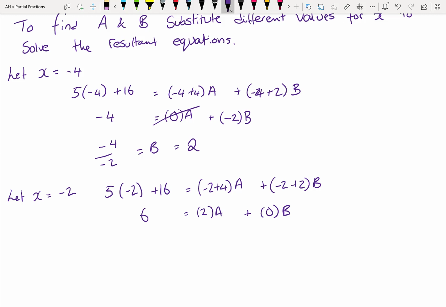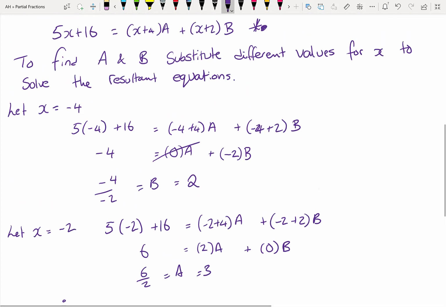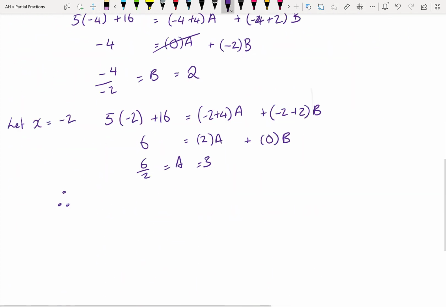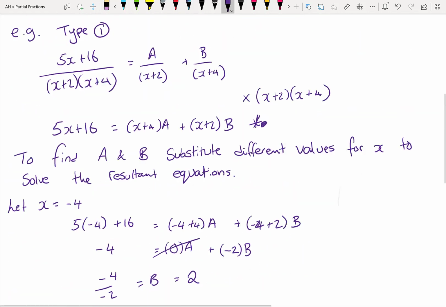So I've got 6 is equal to 2 lots of A, so 6 over 2 is A, which is 3. And so what we have said then is, therefore, okay, let's try and think about what we had. We've got 5x plus 16 over x plus 2, x plus 4 is equal to, well, what did we have here?